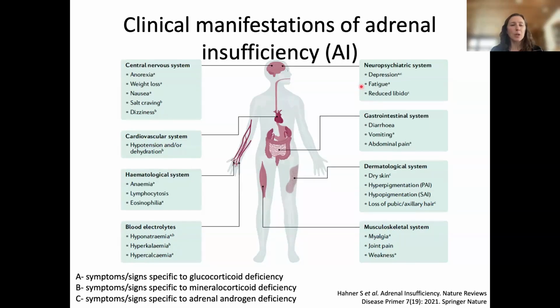Neuropsychiatric symptoms include depression, fatigue, and reduced libido, which is a symptom of the DHEA deficiency that is a common component of adrenal insufficiency. Gastrointestinal symptoms include diarrhea, vomiting, and abdominal pain. Dermatologic symptoms can include dry skin and hyperpigmentation, which is specific to primary adrenal insufficiency and which notably will differ widely between individuals and is most conspicuous in areas exposed to light, palmar creases, and mucosal membranes. The loss of pubic and axillary hair, as well as dry skin, is more commonly seen in primary AI, again because of the DHEA deficiency. Lastly, musculoskeletal symptoms in AI include myalgia, joint pain, and weakness.